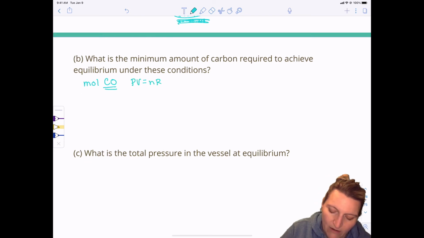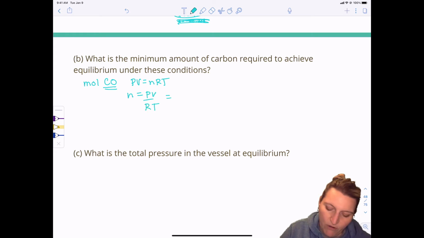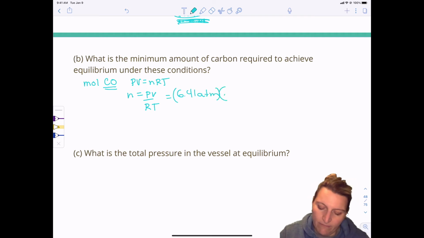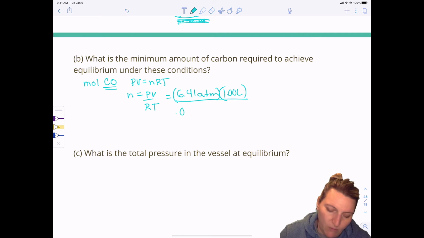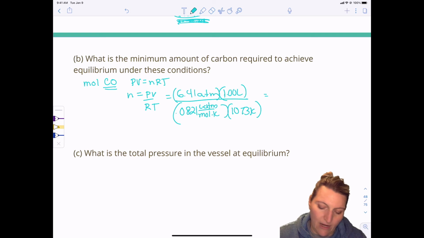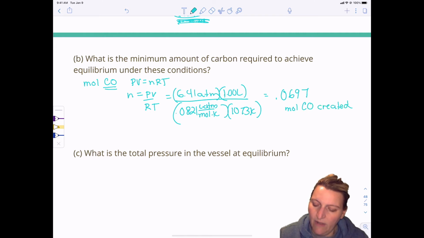I have the pressure of the carbon monoxide, so it's just working backwards from there, right? PV equals nRT, or n equals PV over RT, right? The pressure is that 6.14 ATM that we found in the last problem. V is 1.00. R is 0.0821 liters times ATM over moles times Kelvin. And that temperature is 1073 Kelvin. When I plug all those guys in, I get 0.0697. And that is the moles of CO created. So that must mean that that is equal to the moles of carbon needed to start.